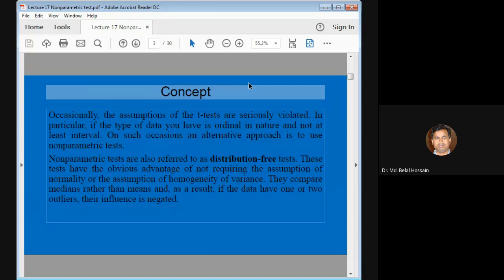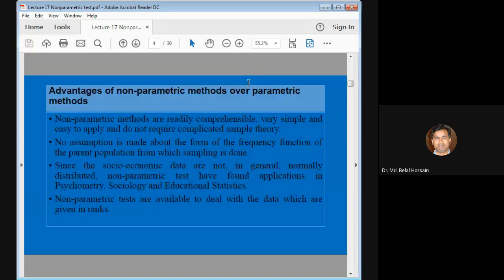So that is the point, that in non-parametric tests medians are used. There are some advantages of non-parametric tests: they are readily comprehensible, very simple, easy to apply, do not require complicated sample theory, and no assumption is made about the frequency distribution. Since socioeconomic data are not in general normally distributed, non-parametric tests have found applications in psychometry, sociology, and educational statistics.